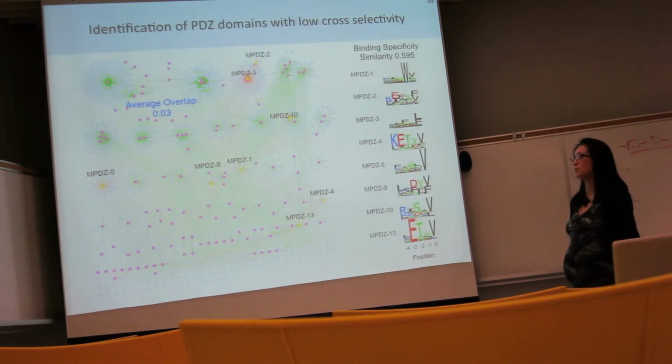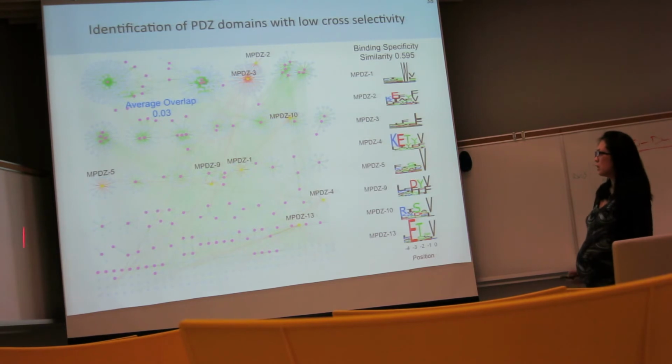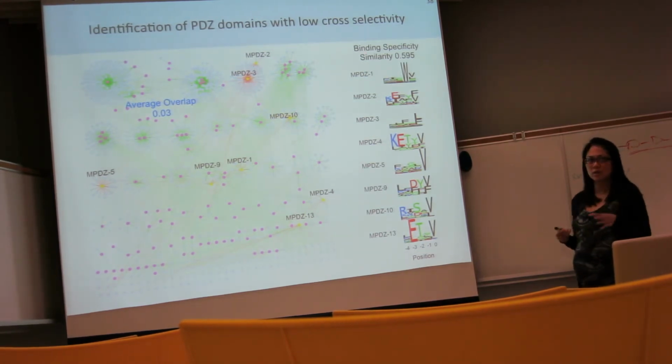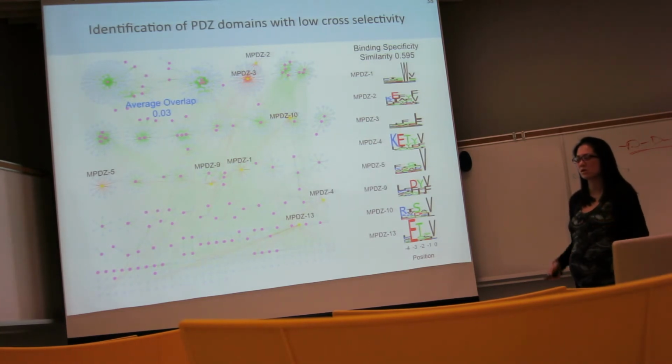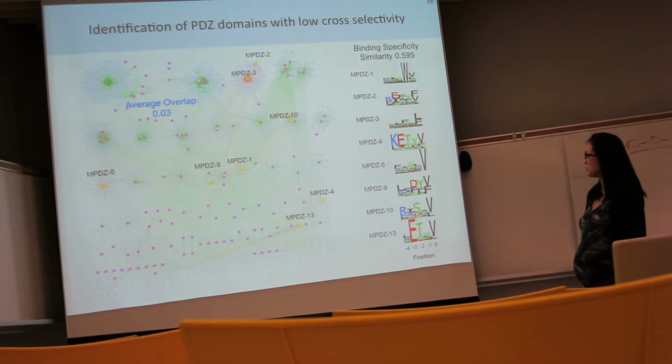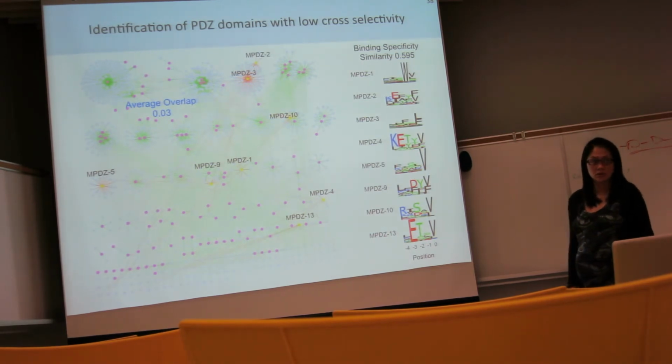On the other hand, there are examples where cross-selectivity is minimized, so the overlap is very low. One example is the MPDZ protein, which has many PDZ domains along its protein. The binding specificity similarity is very low, so this indicates that the domains each bind very different targets. This is probably important for this protein because it's a scaffolding protein, and so this allows the domains to bind different targets simultaneously during protein complex assembly.